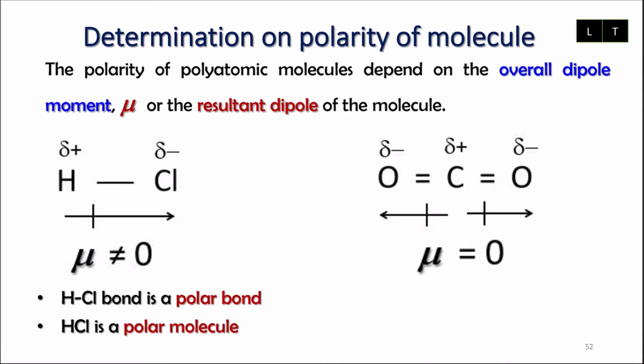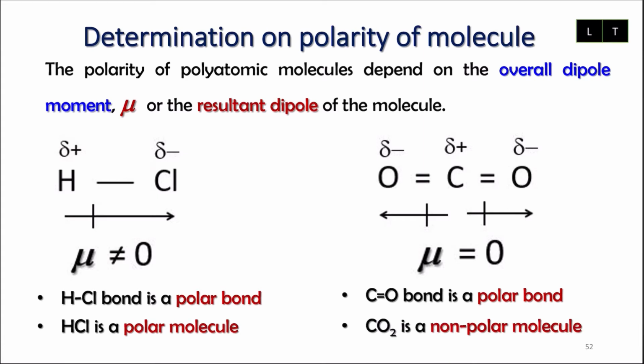Cakap pasal polar bond dahulu, so bond yang kita ada adalah antara C double bond O. Kiri atau kanan sama sahaja. Kita boleh conclude that C double bond O bond is a polar bond. However, because of dipole moment is equals to 0, CO2 is a non-polar molecule.